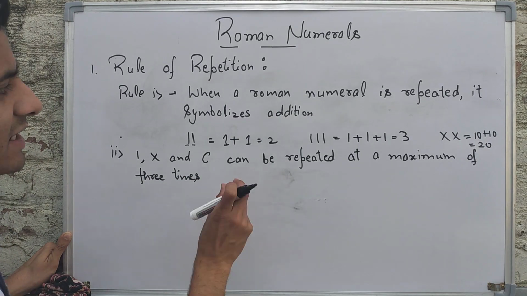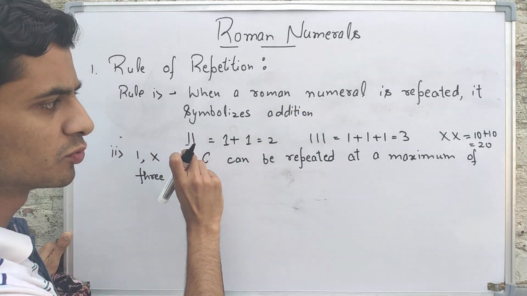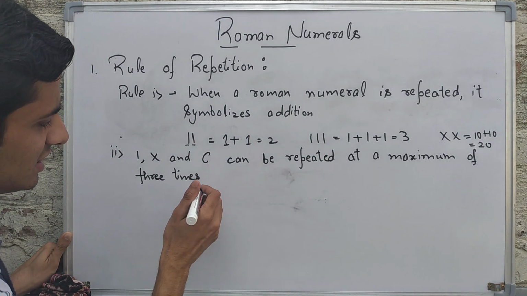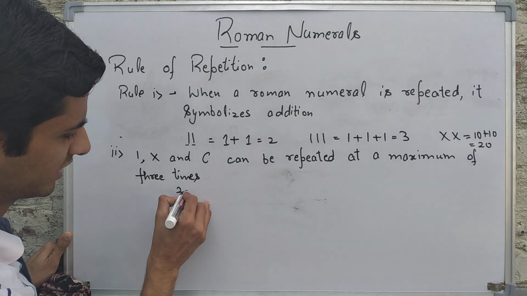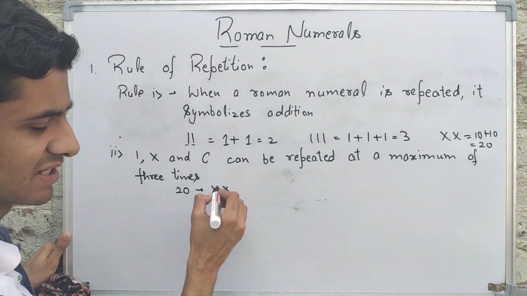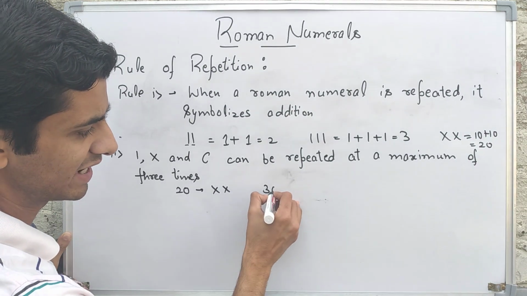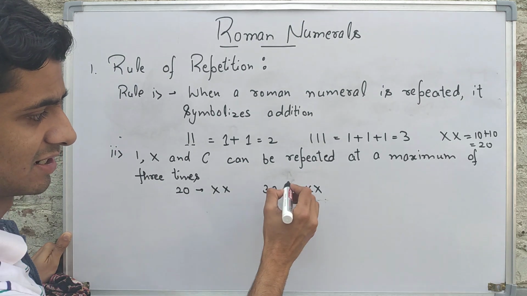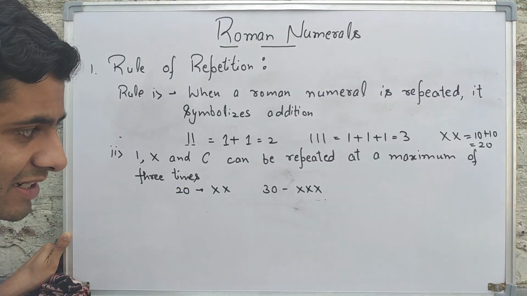I have told you that if Roman numerals are being repeated, it means addition. Suppose I ask you to write 20. You can express it as X, X: 10 plus 10, 20. I ask you to write 30. You can write it as X, X, X: 10 plus 10 plus 10, 30.